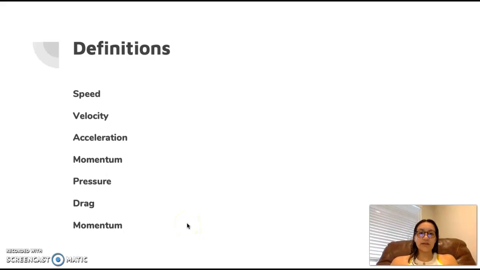To start out, here is an outline of the physics concepts that I'm going to be talking about during this presentation. So first I'll discuss speed, velocity, and acceleration. Then I'll talk about momentum, pressure, and drag.